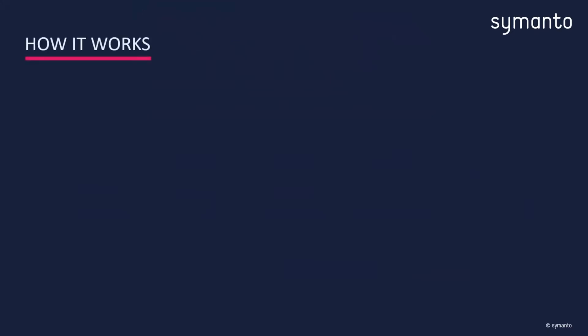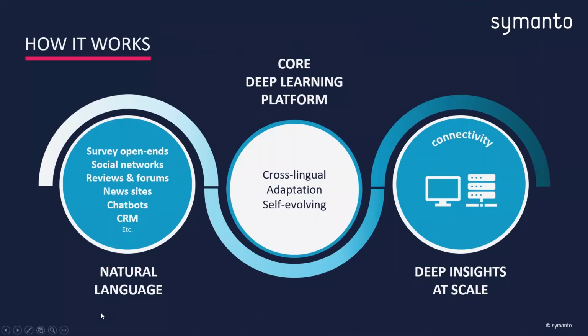So how does it actually work? There's three major areas. First of all, we take it anywhere where we can find natural language. That's where people are talking naturally, where consumers are talking, where employees are talking. So really understanding where there's unstructured or structured text from surveys, social networks, review forums, news sites, chatbots, CRMs. I mean, a huge amount of different sources where there's text.